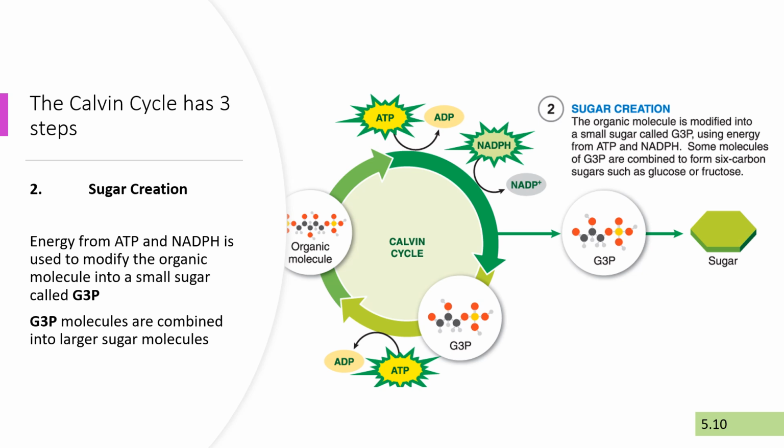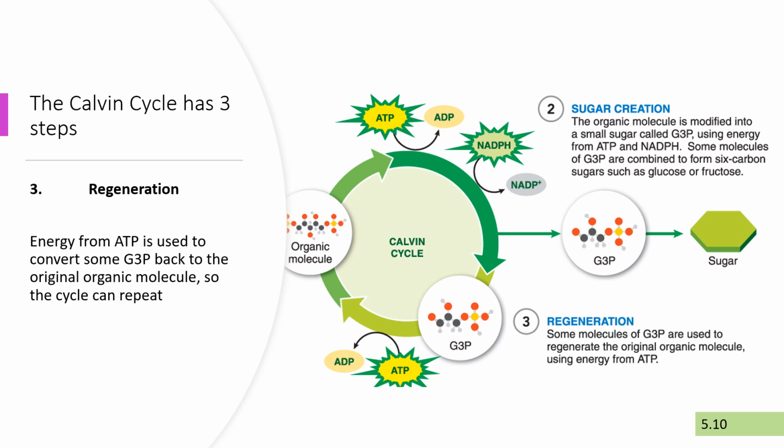Next, we are going to use that new organic molecule to build some sugars. To do this, we need to use the energy we stored in ATP and NADPH during the photoreaction. By breaking the bonds in those energy-storing molecules, we release some energy that is used to convert the organic molecule into a small sugar called G3P. We then use that G3P as a building block to build larger, more complex sugars like glucose.